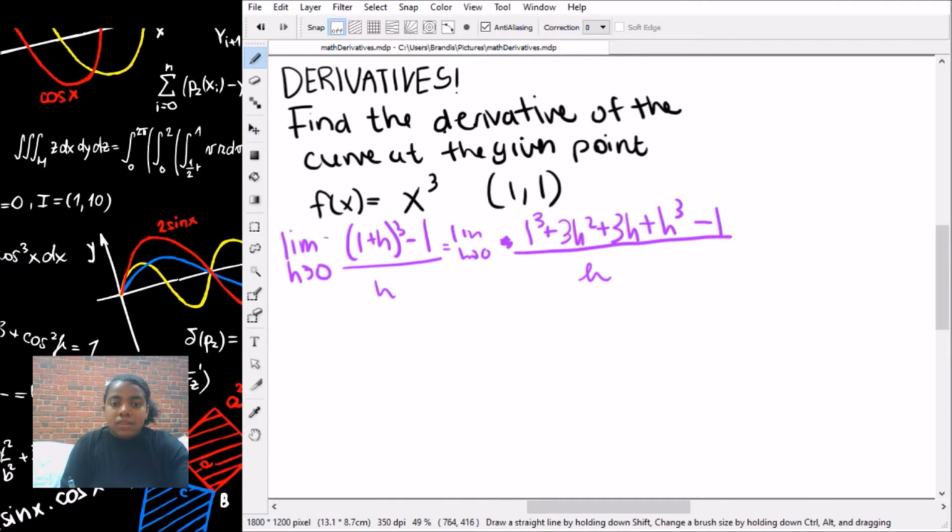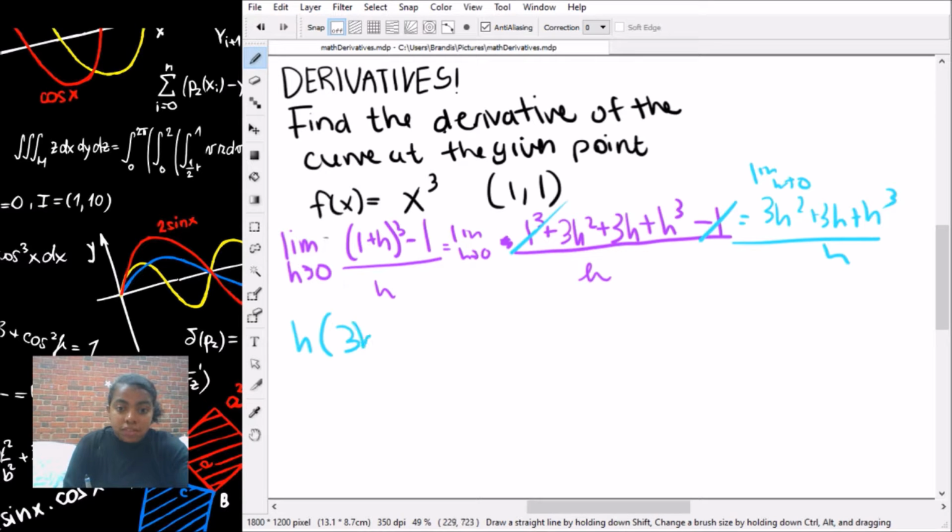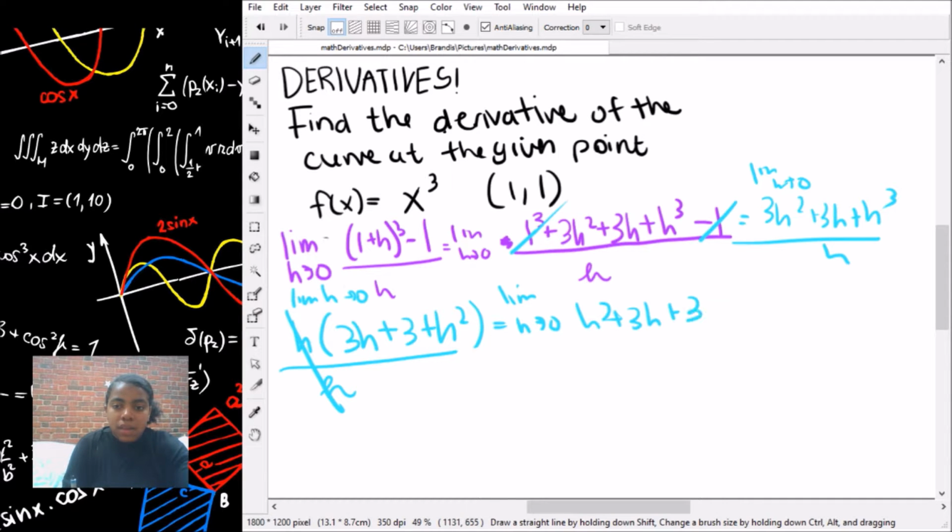Anyway, so these two cancel. And you're just left with 3h squared plus 3h plus h cubed over h. And it's still the limit. So it's chicken scratch, whatever. Then you factor out the h, and you get 3h plus 3 plus h squared. You cancel the h again. The limit as h goes to 0 of h squared plus 3h plus 3. And these are going to 0, so they're gone, which leaves you with 3. Wow.